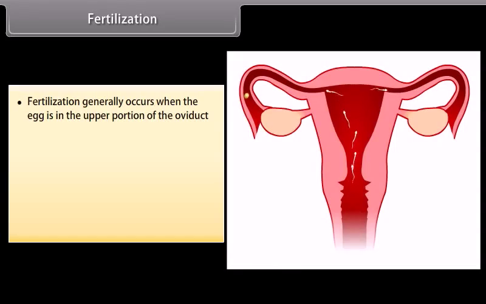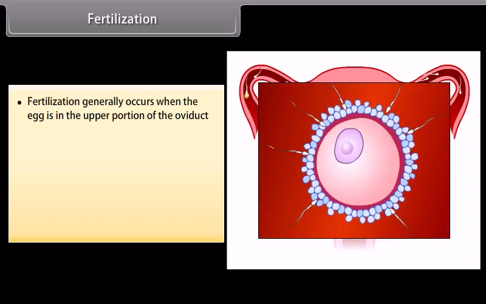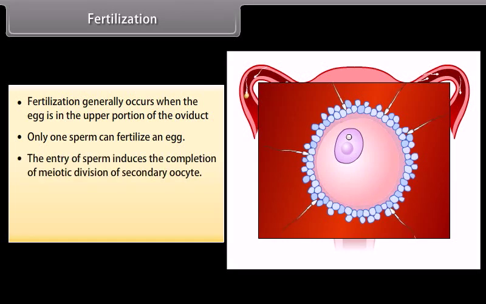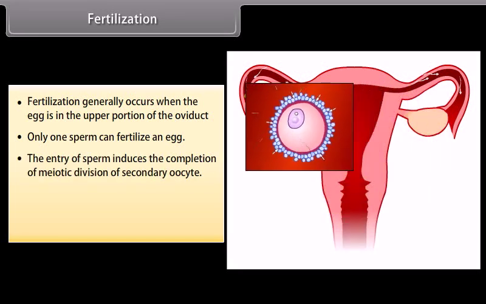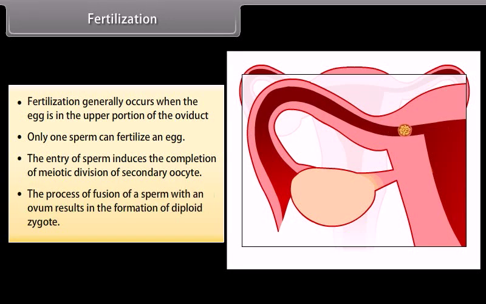Fertilization. Fertilization generally occurs when the egg is in the upper portion of the oviduct. Only one sperm can fertilize an egg. The entry of sperm induces the completion of meiotic division of the secondary oocyte. The process of fusion of a sperm with an ovum results in the formation of a diploid zygote.